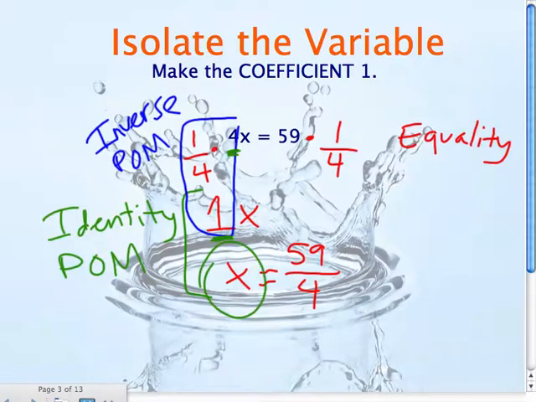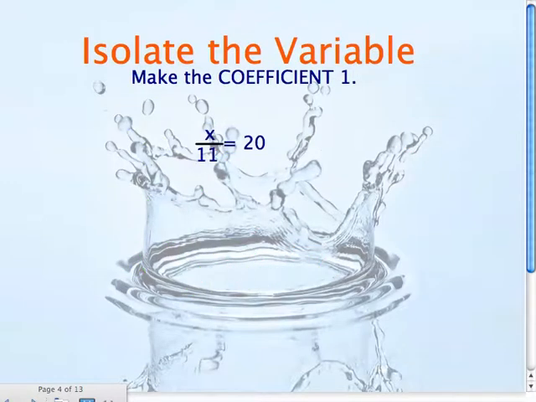All right, so let's try another one without worrying so much about the properties, writing them down, and just solving it. So here's another one. We have x over 11 equals 20. So we need to get rid of that 11. You can also think of this as 1/11 x equals 20. That's the same thing as x over 11. So what that means is I'm going to multiply both sides by 11 over 1.